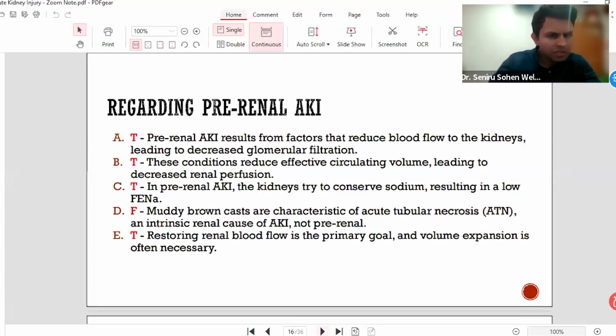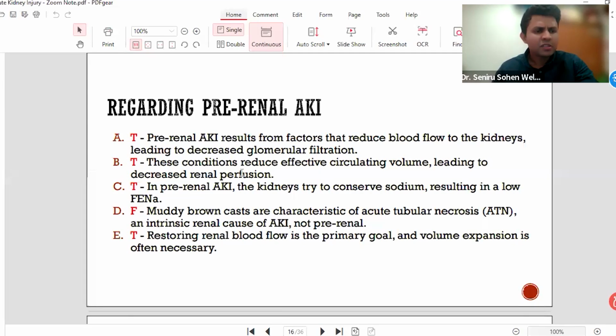Right. So the first question is regarding pre-renal AKI. It is primarily caused by reduced renal blood flow. That is true. Pre-renal AKI results from factors that reduce blood flow to the kidneys, leading to reduced glomerular filtration. Common causes include heart failure, dehydration, and sepsis. Yes, that is true. These conditions reduce the effective circulating volume, leading to reduced renal perfusion.